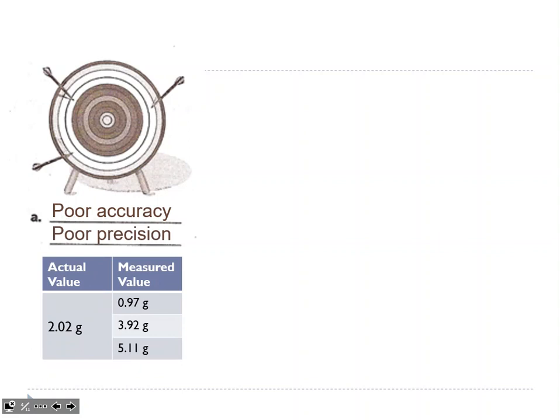Now here's an actual data set that shows poor accuracy and poor precision. You see the actual value here. Even if you average these, you're still not going to get anything close to it, and they're not even close to one another. 0.97, 3.92, they're all over the place. So if you had to comment on this data set, you would say it has poor or low accuracy and poor or low precision.